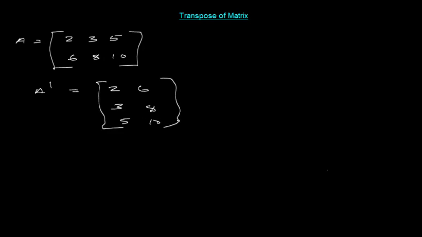Can you say what kind of operation we did here? We interchanged the rows to the columns. So the rows become columns here. So A transpose is actually reversing the rows to the columns.